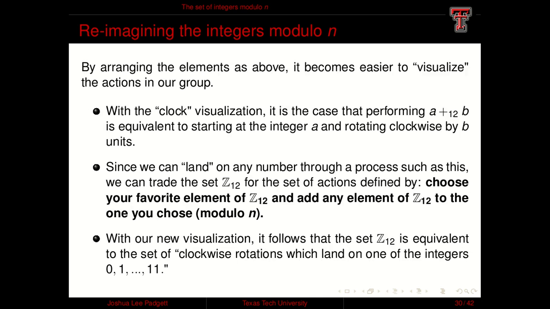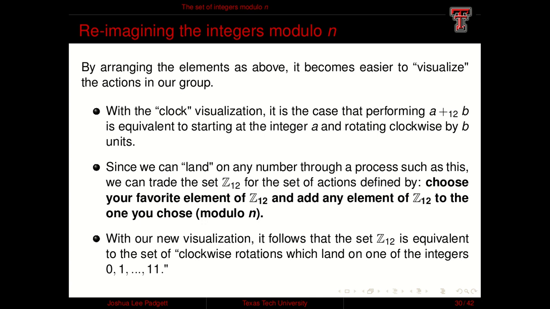So we can trade the set Z12 with addition modulo n for the set of actions, which is choose your favorite element of Z12, meaning pick a number in Z12, and then add any element of Z12 to the one you chose, modulo n. So what I'm saying is all of our possible actions come from picking a starting point, adding a particular number between 0 and 11 to it, and ending up there. If we add some number larger than 11, it is equivalent to one of those smaller numbers.